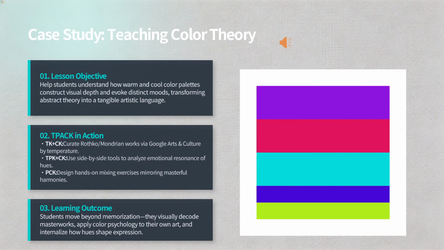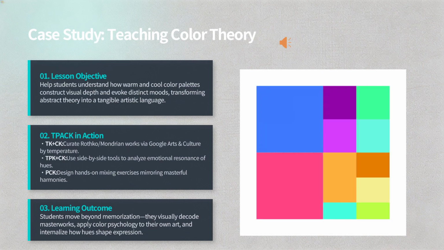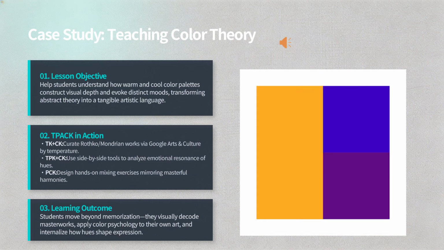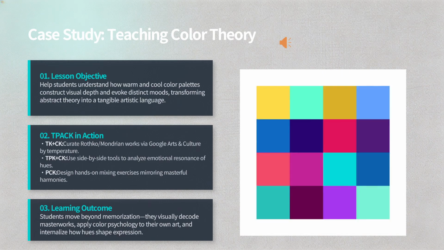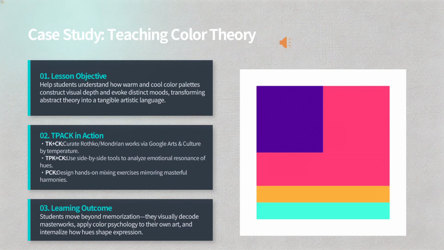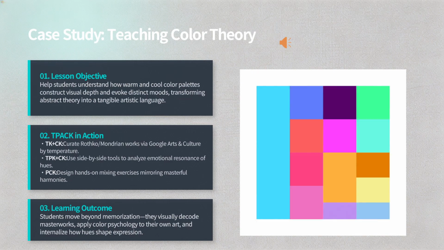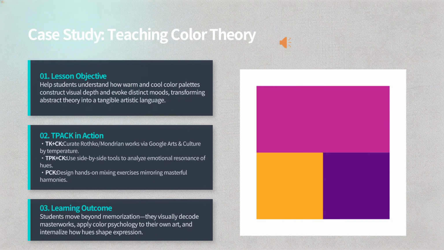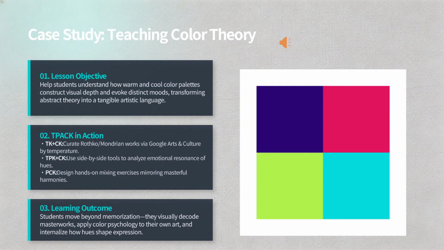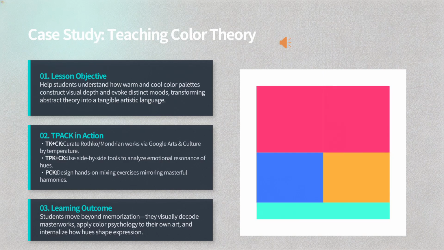Then, with effective teaching methods, we use the platform's comparison tool to guide students in analyzing different tonal emotions. Finally, students imitate master color palettes to complete creative practice. In this way, abstract color theory becomes vivid and practical experience, helping students truly master color application.